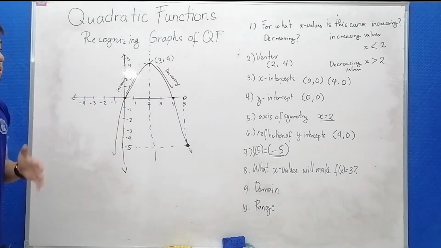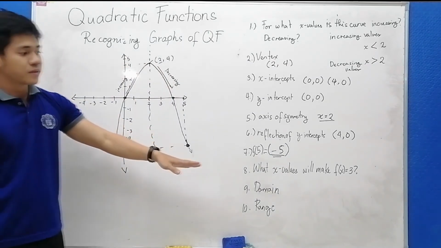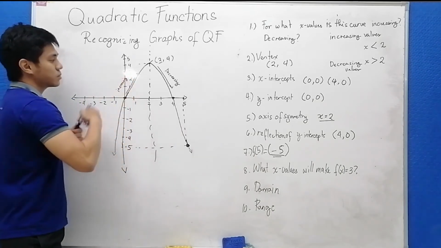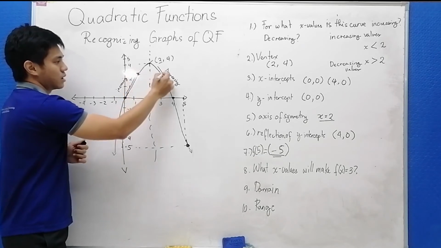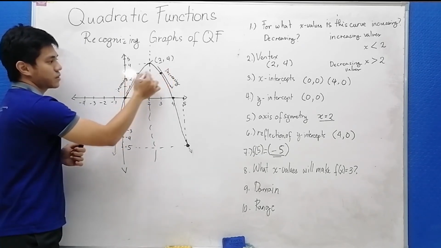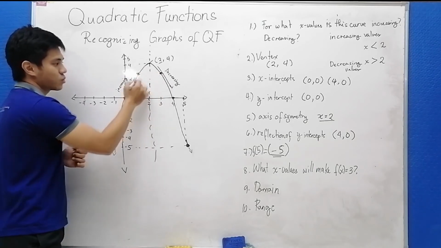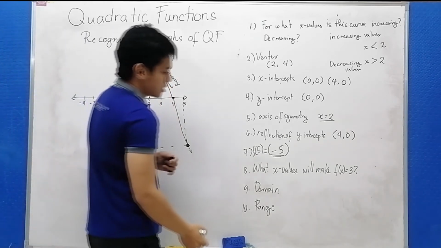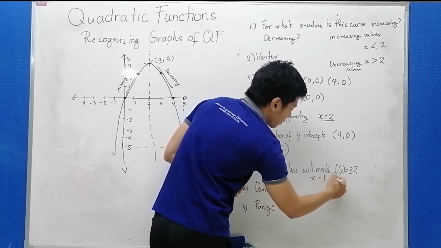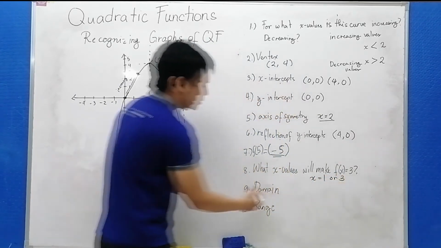How about the other question? What x values will make f(x) equal to 3? So what points here? One is here and the other one is here. These two points will give us a 3 for f(x), which is 1 and 3. So x values can be 1 or 3, looking at the graph.